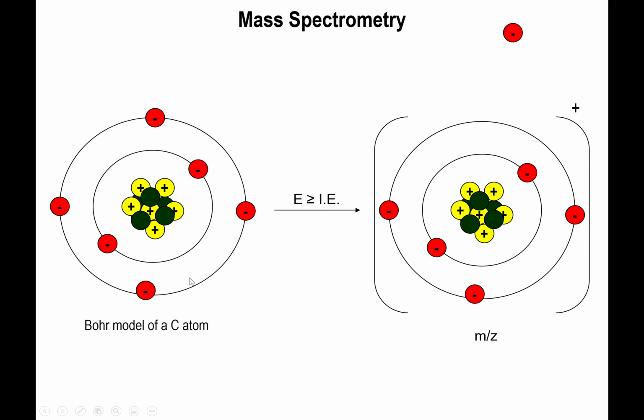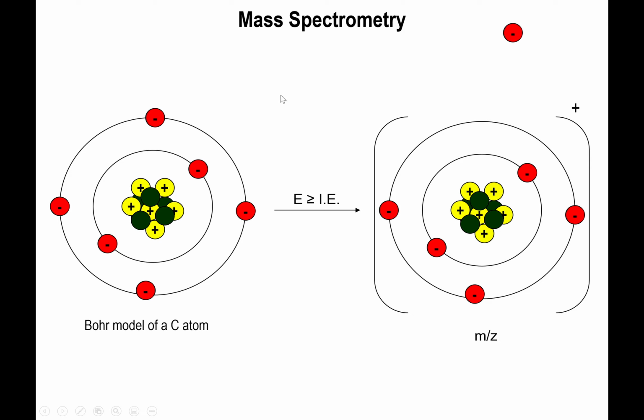If you take an atom, molecule, and this could be a small molecule, big molecule, it could be an entire DNA sequence, a protein, as long as you remove at least one electron to produce a positive charge, you can actually use electrostatics and magnetism to determine the mass of the molecule as a whole.